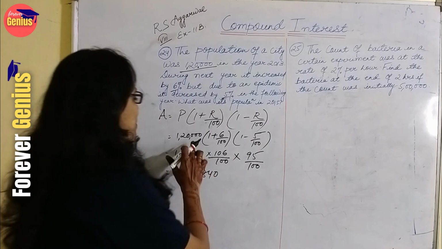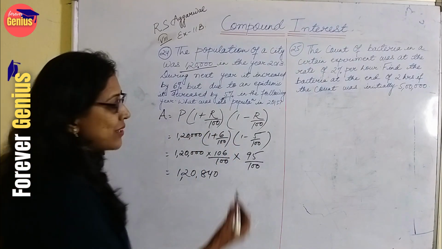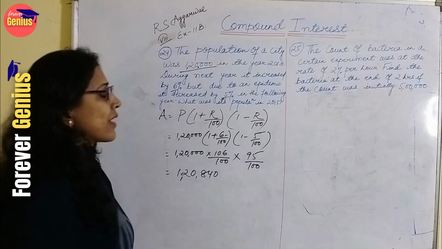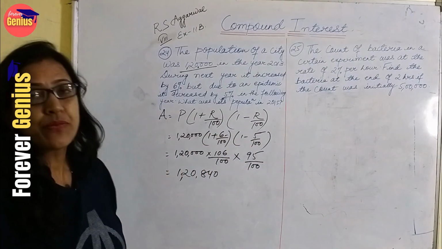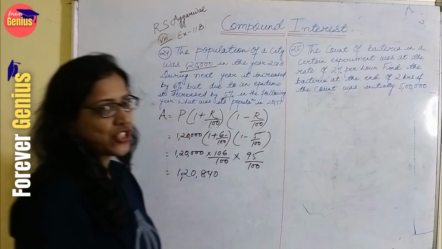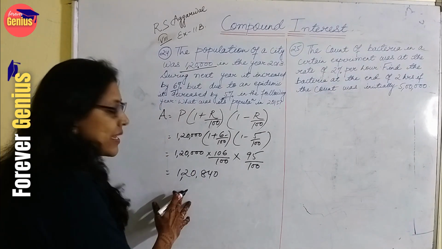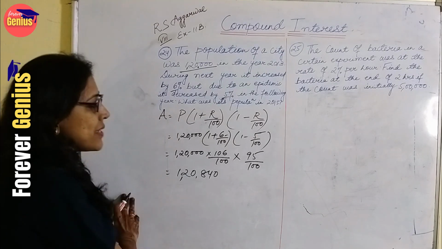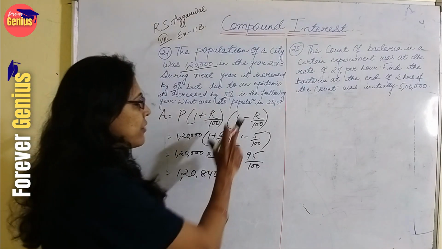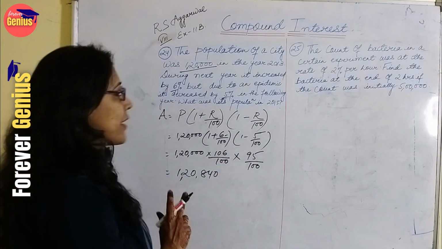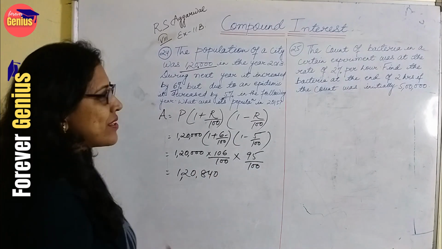Why can we still see that there is an increase in the population? My dear students, because in the first year the increase was 6% compared to the reduction of 5% in the next. That's why we can see an increase, but this is the correct way in which we are supposed to do the calculations if this type of question comes.